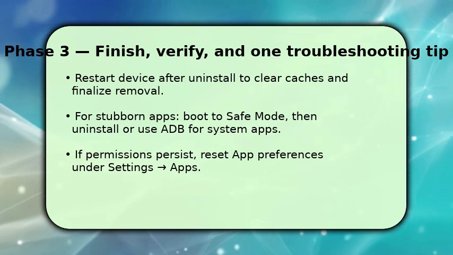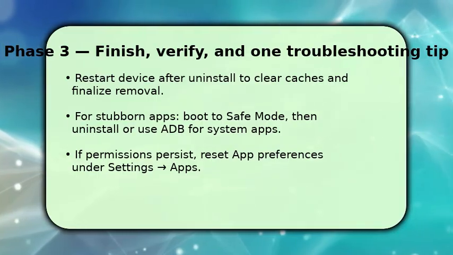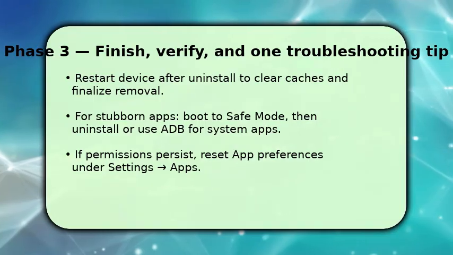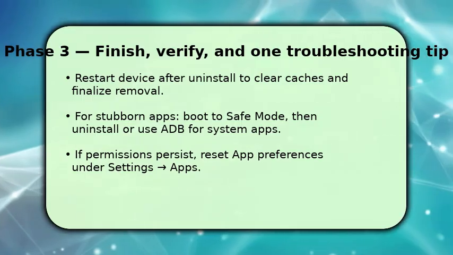If an app won't uninstall, boot into safe mode and try again. That prevents third-party blockers from running. For persistent system apps, you can use ADB on a computer to remove or disable them, but proceed carefully. You might break system features.